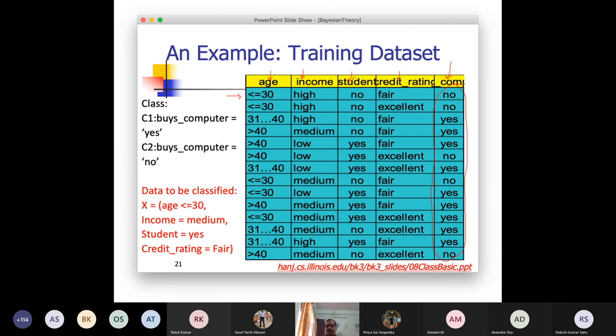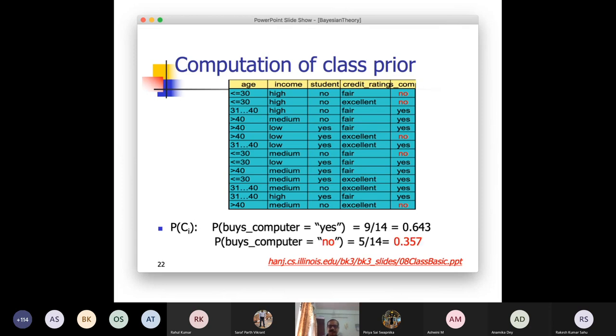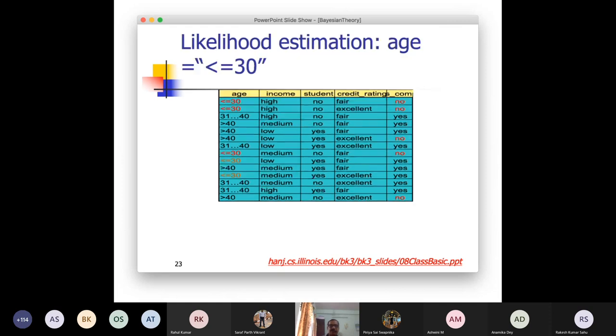Is it clear, this computation? So everything can be computed. So I'll go a bit quickly in this next slide. You know the computation of class prior, you can see that this is the prior, right? So 9 times yes occurs out of 14. So these are the priors.